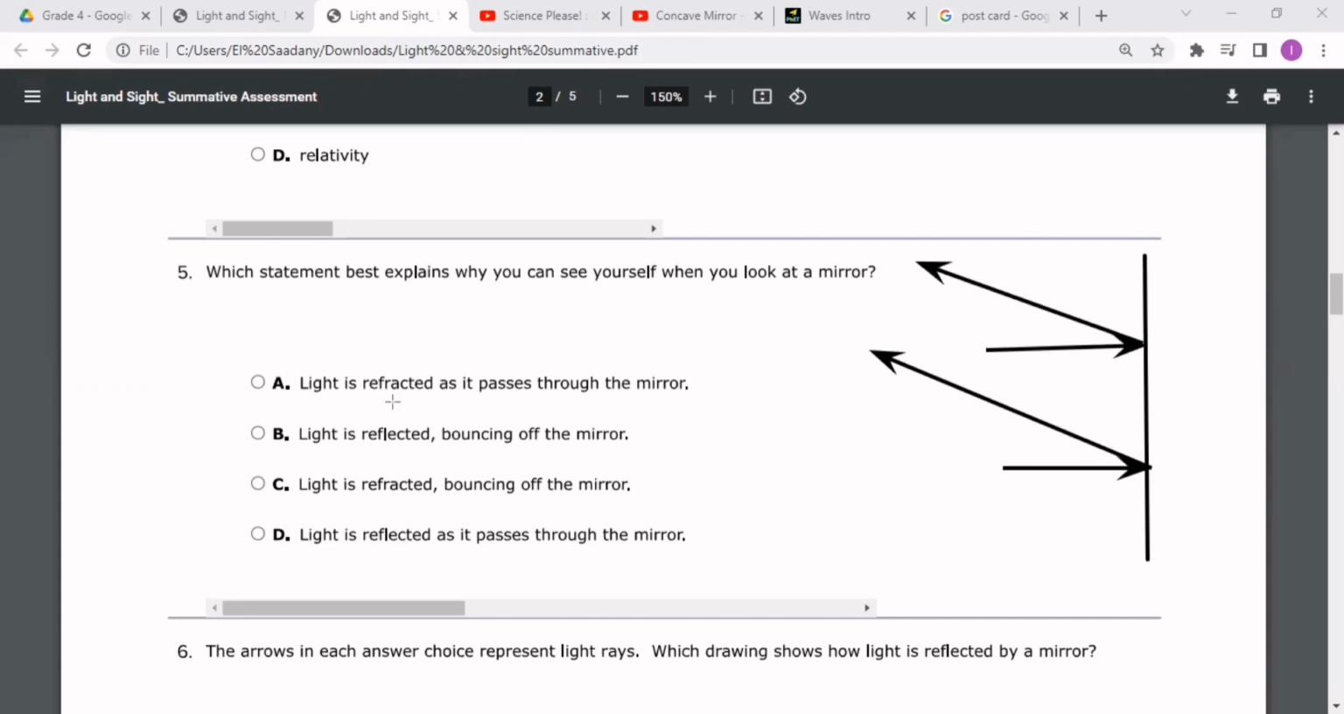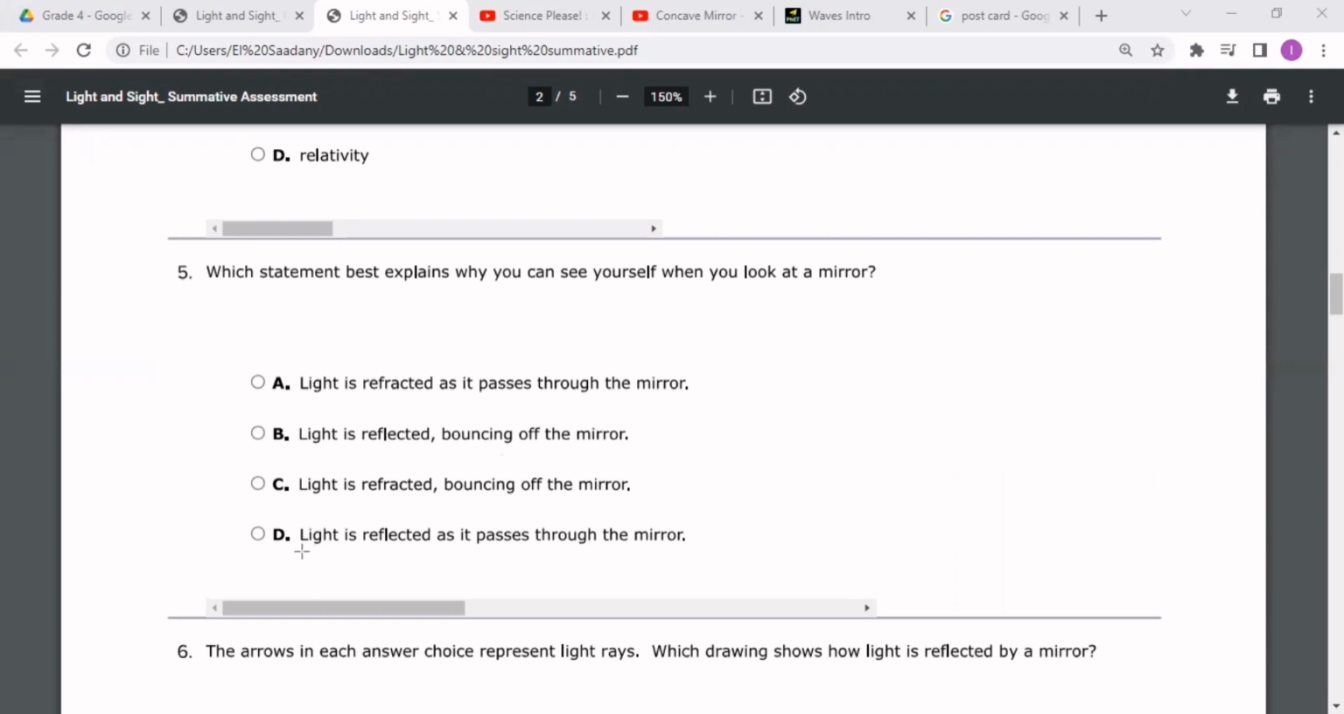Okay, so because light is reflected, bouncing off the mirror. When the light is bounced off the mirror, this means that it is reflected. The other choice here says light is reflected as it passed through the mirror. The light doesn't pass through the mirror. It's not transparent. It is reflected or bounced off the mirror. This is the correct answer. It's B.